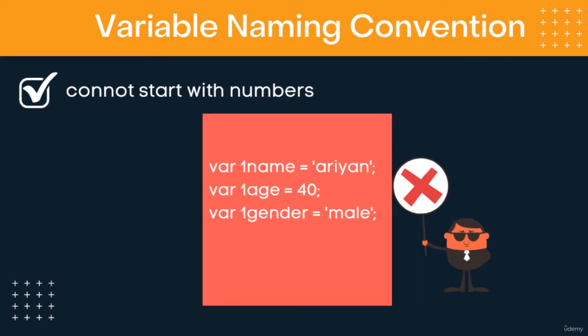After that, a variable cannot start with a number. You cannot start the variable with a number, like var 1name, var 1age, or var 1gender as male. You cannot use this type of variable name. I hope it's very clear to you. You cannot start the variable name with a number.